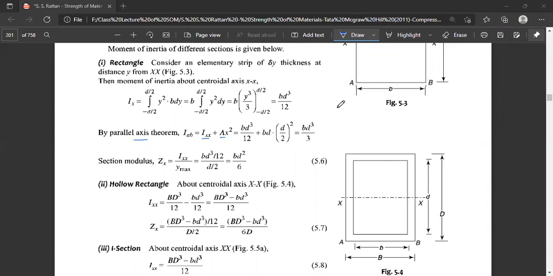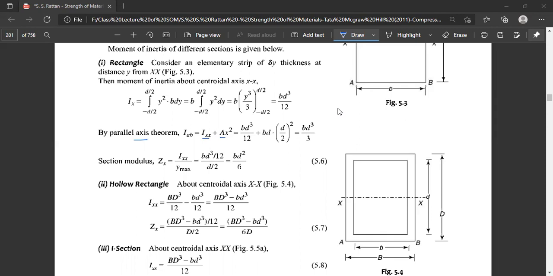Now, for the hollow rectangular section about the central axis XX, what we have to find out first is the moment of inertia about the central axis, or the neutral axis. Here also the neutral axis is XX, for the symmetry of the figure. So I_XX is BD cube by 12 minus bd cube by 12. Capital B is the width of the outside of the rectangular section, capital D is the depth of the outer section, small b is the width of the inner section, and small d is the depth of the inner section.